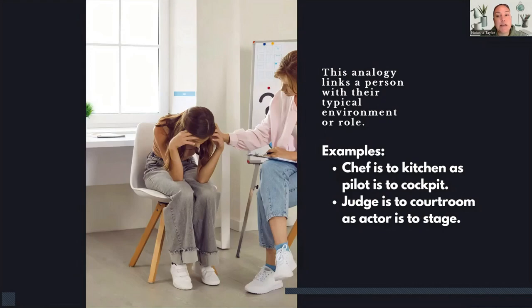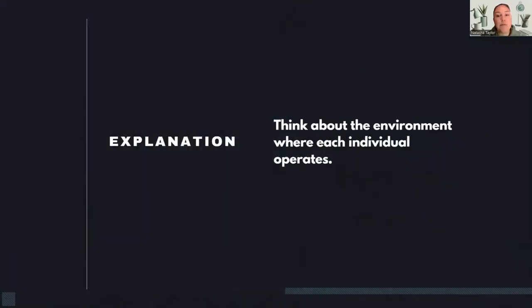Examples: chef is to kitchen as pilot is to cockpit. Judge is to courtroom as actor is to stage. Explanation: think about the environment where each individual operates.